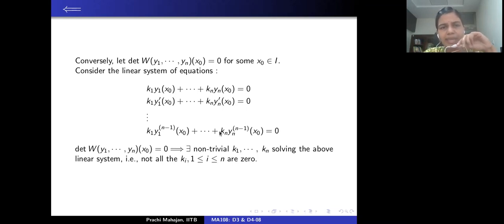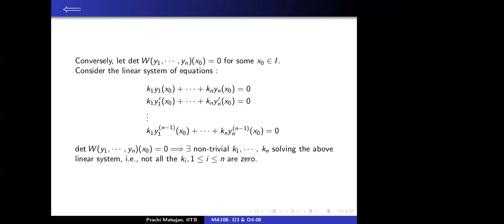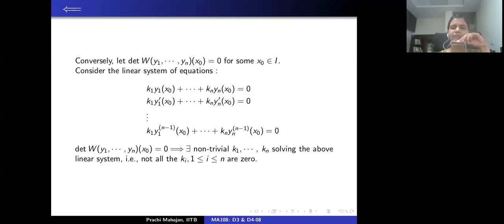So we make the following claim. We say that since the Wronskian of y1, y2, ..., yn at x0 is 0 by assumption, there must be k1, k2, ..., kn, not all zero, solving the above linear system. Is that correct? Everybody agrees with me. So we are guaranteed that there exist k1, k2, ..., kn, not all zero simultaneously, which solve the above linear system of equations.